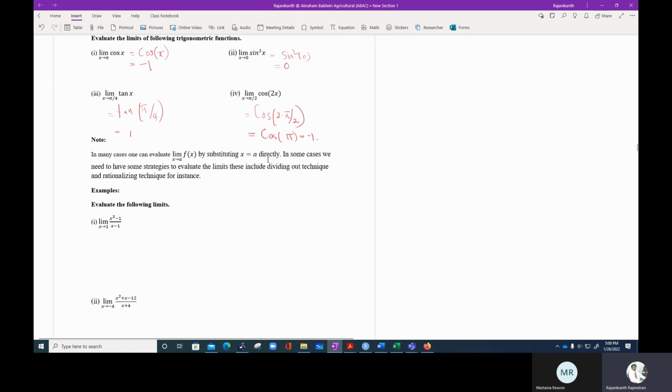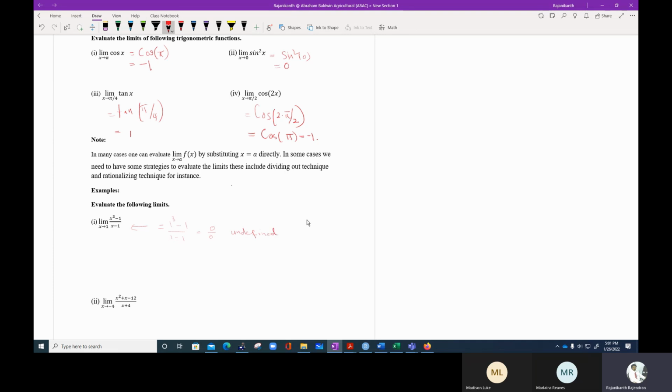There are some situations where, when you're plugging in the values for the limit, you will find the answer is undefined. Okay, so for example, look at this problem. When you try to plug in 1 for x, if x is 1, you will get 1 cubed minus 1 over 1 minus 1. So this will give you 0 over 0. So this is undefined. So you don't find any answer, right? So in this case, you have to use some technique to find a real number.